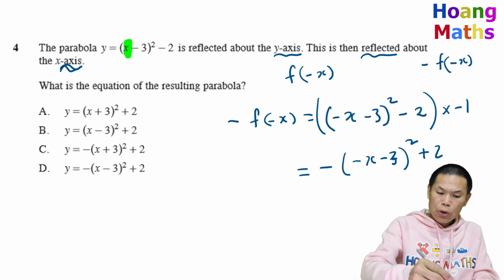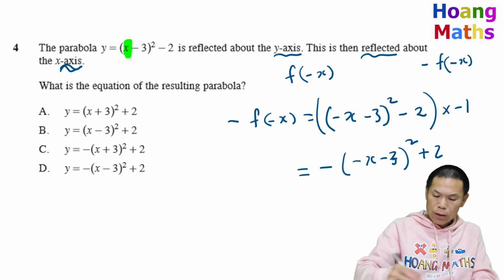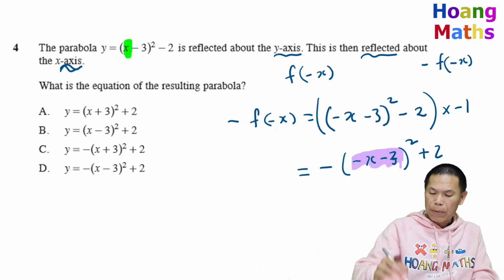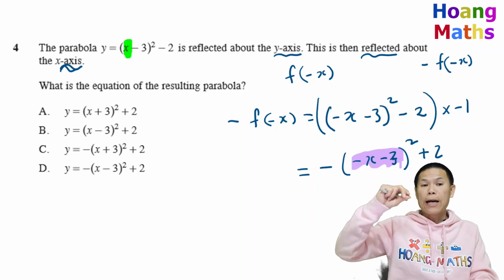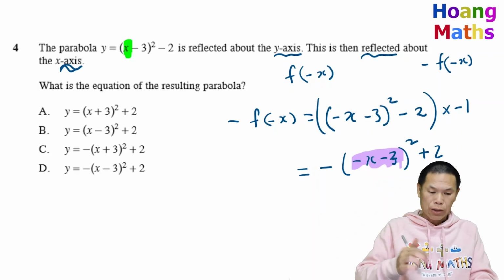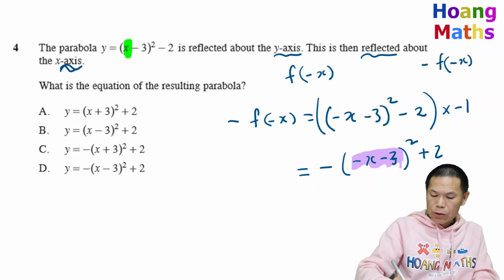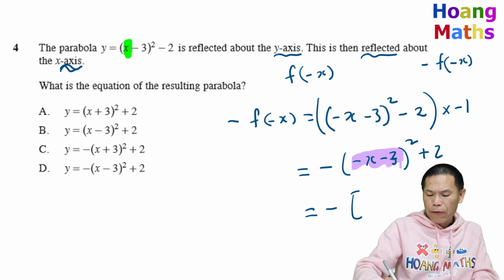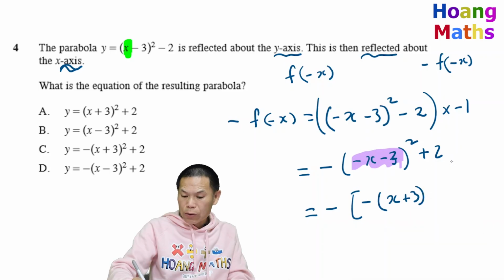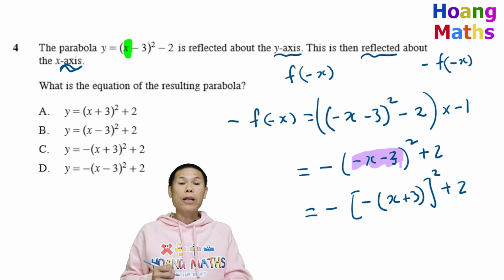But then, because in multiple choice we don't have this type, okay? Therefore, what I do is I take the negative factor out. So let me just get into this. That will give me negative inside. I take the negative factor out, it becomes negative bracket x plus 3, and then you square it, and then plus 2. So that's what it is.